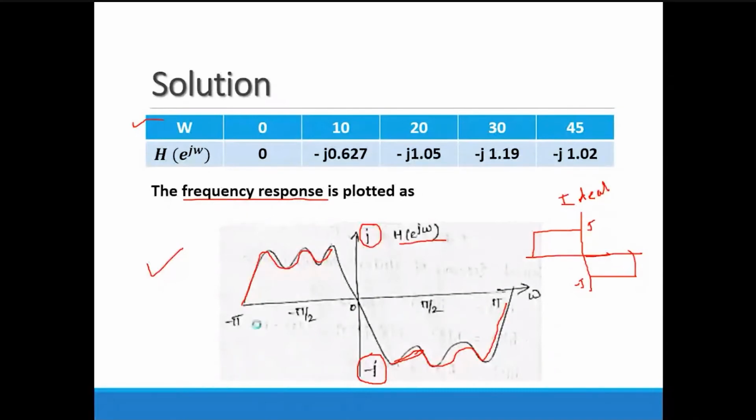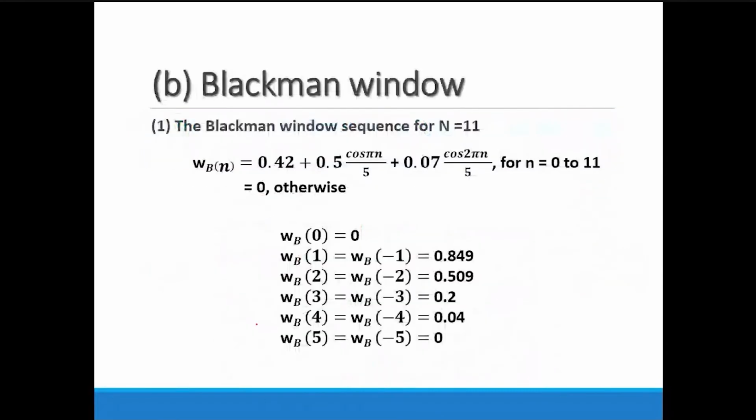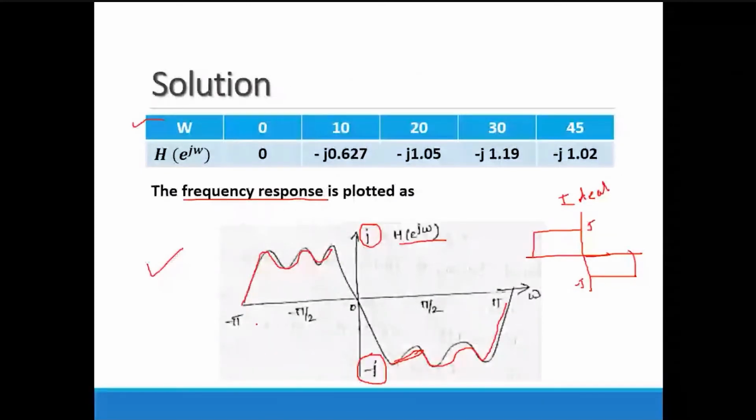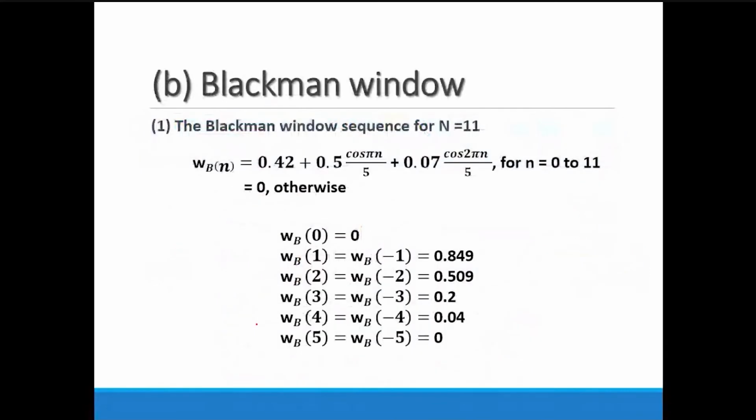Now all of you just try to find out the answer with the Blackman window. Let me share the answer because time is very less. Only 20 minutes are available with us. So the Blackman window sequence is given by the equation for n equal to 11, that is omega bn is equal to 0.42 plus 0.5 cos pi n by 5 plus 0.07 cos 2 pi n by 5, for n is equal to 0 to 11, 0 otherwise.